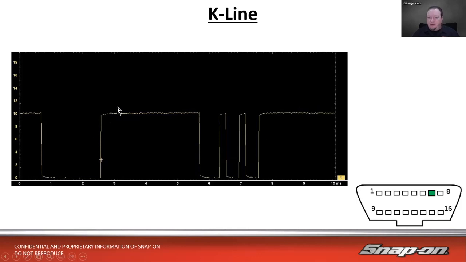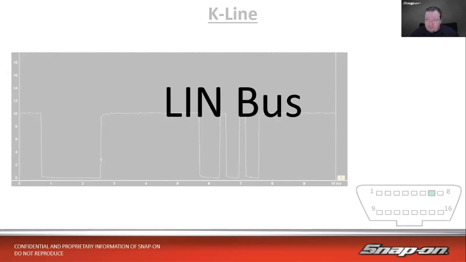So in this case, we were able to pull the K-line right off, and you can see it's a 10-volt differential, square waves. When you see it up, that's a 1, and when you see it down, that's a 0. So ones and zeros, on and off, that's your data.